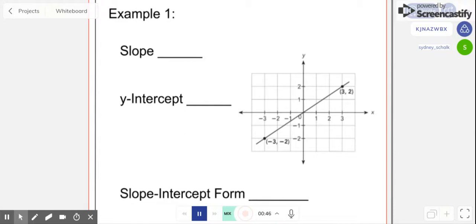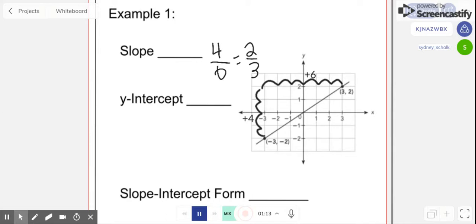So in our first example, we need to find the slope. We could either use rise over run, or we could use our y2 minus our y1 over our x2 minus our x1. I'm going to go ahead and use our rise over run. So we're rising 1, 2, 3, 4, and I'm running 1, 2, 3, 4, 5, 6. So since I went up 4 and right 6, it's going to be a positive 4 over 6, which then simplifies to 2/3. There's my slope.